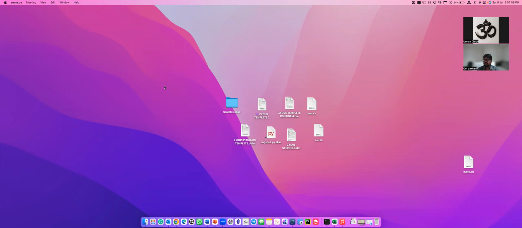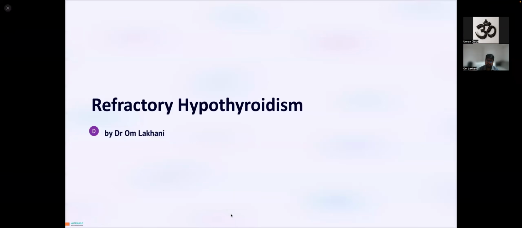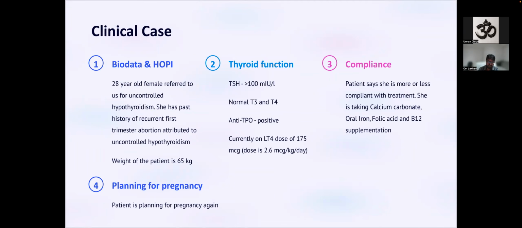And I think this is the most important part of this discussion today, and that is the point on the management of refractory hypothyroidism. Okay, so let's discuss refractory hypothyroidism. Let me first start with a case.